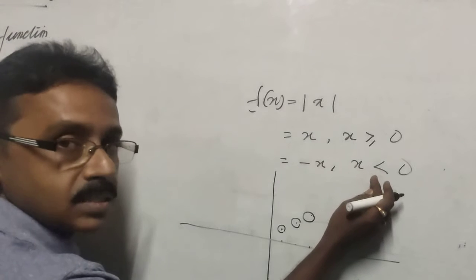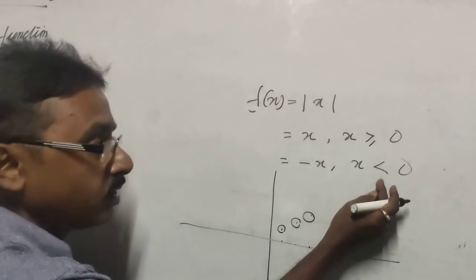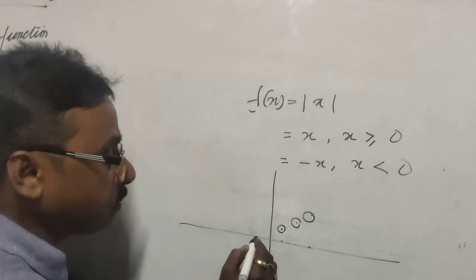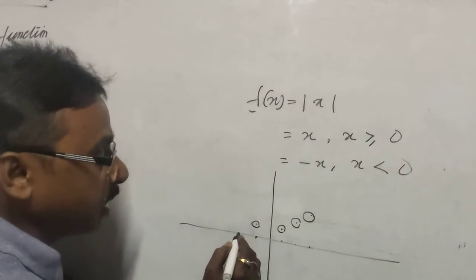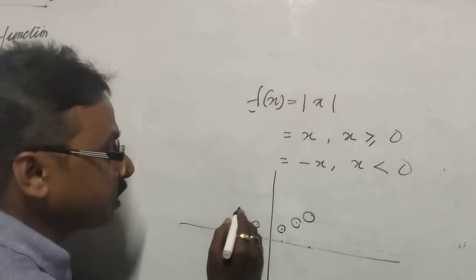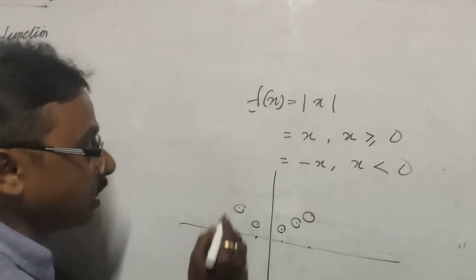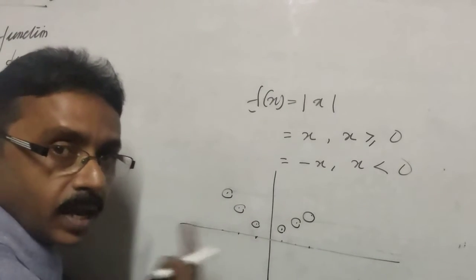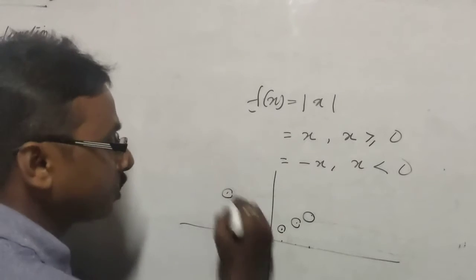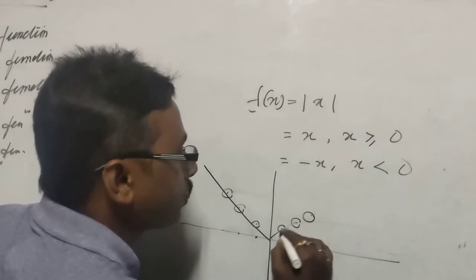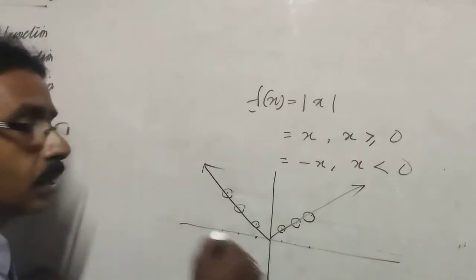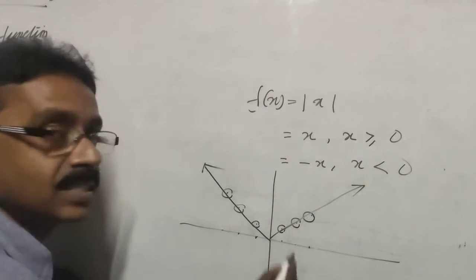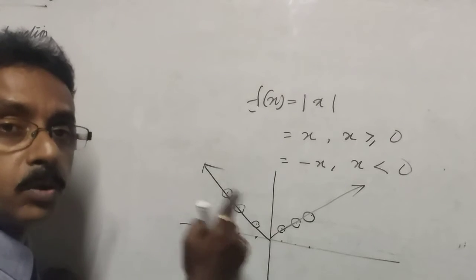But now if I take x less than 0, suppose negative, then suppose minus 1, then minus of minus 1 is plus 1. So for minus 1, it is plus 1. For minus 2, minus of minus 2 is plus 2. Minus of minus 3 is plus 3. So whatever x I take, either positive or negative, f(x) is always positive. So here we are getting another function. Here we see that for each and every value of x there is an image, and this is called the modulus function.